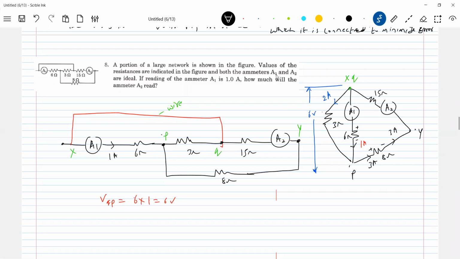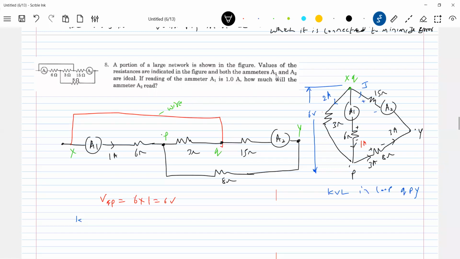So write down the loop equation. We have to calculate the current through this 15 ohm, no? So let me assume the direction of flow of current, plus minus, like this. Then write down the loop equation, and this current is to be determined. I'll write I. So write the loop equation QPY, KVL in loop QPY.